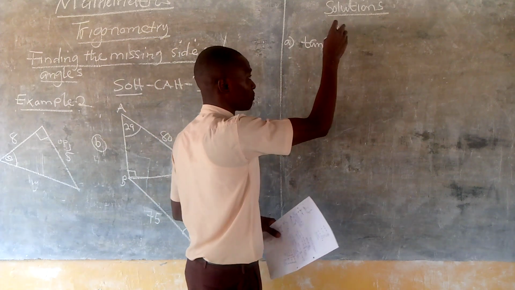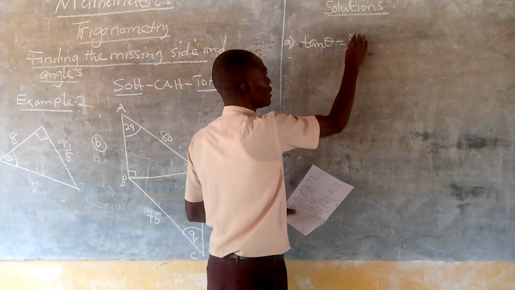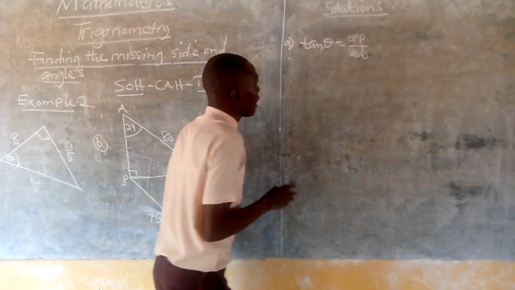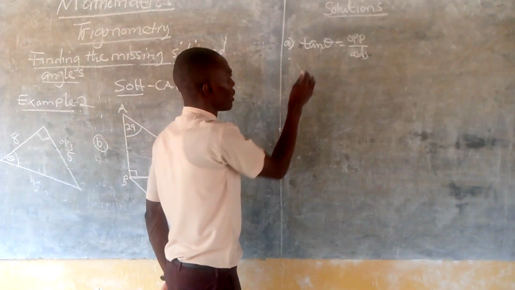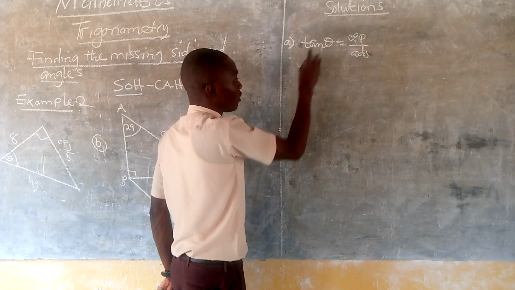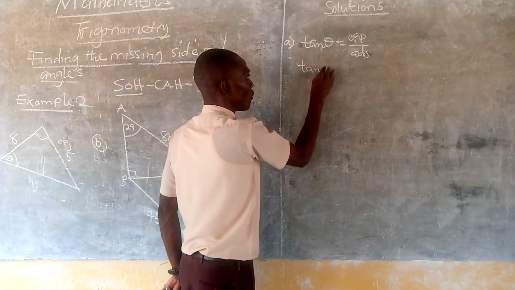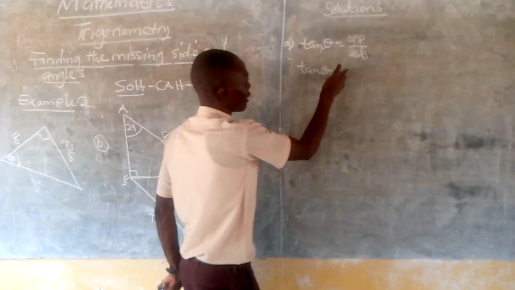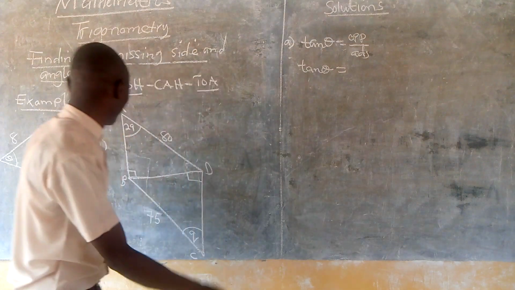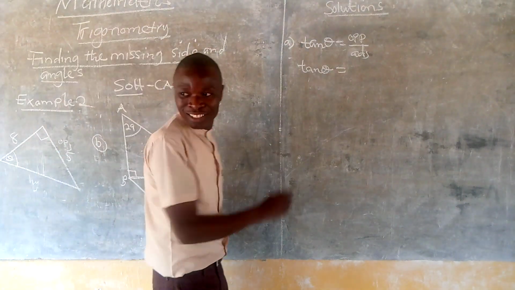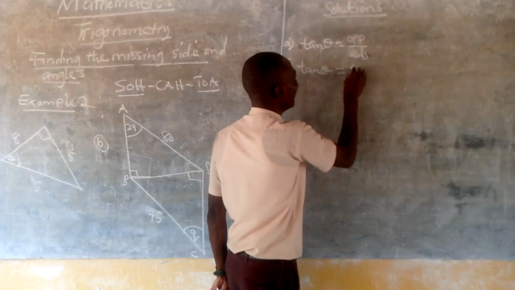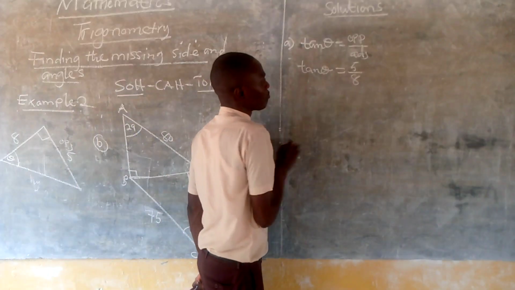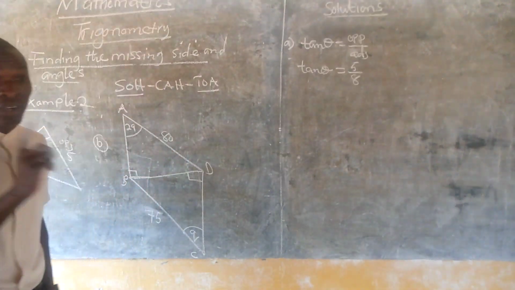What is the ratio for tan? Tan theta is opposite over adjacent. So we substitute in the formula. Do we have tan theta? No, tan theta is the one we're finding. Then our opposite is 5, and our adjacent is 8.